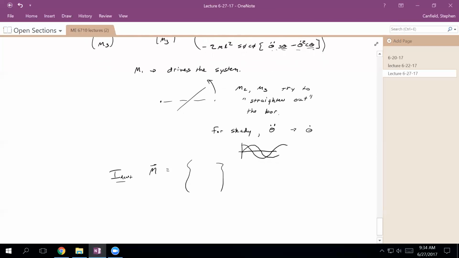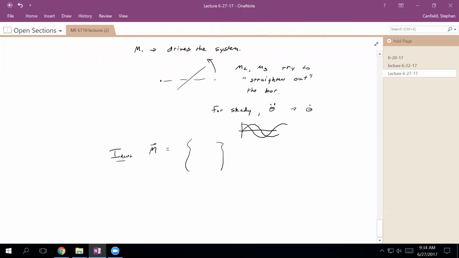Alternatively, what if I said, given some m1 about the n-axis, or just the driving torque.